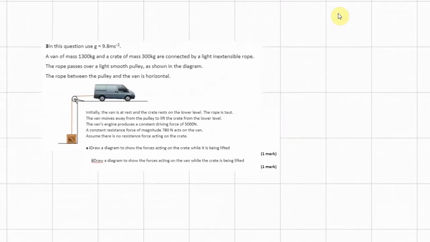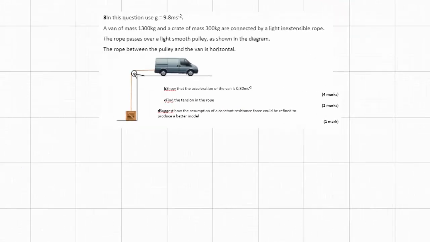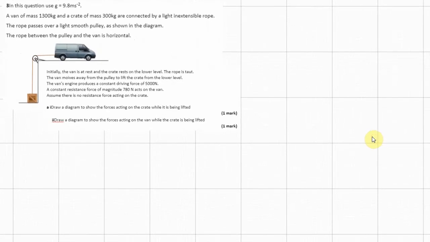Question 3 is down here. The first part I've split into 2. I'm going to do the diagrams first, and then I'm going to have a go at parts B, C and D. So in this question, use gravity as what we normally use it as. We've got a mass of a van, and a mass of a crate. They're connected by a light inextensible rope. That means that the tension in all parts of this rope is the same. So we're going to have some tension here, and then tension acting the other way at the pulley, and same there.